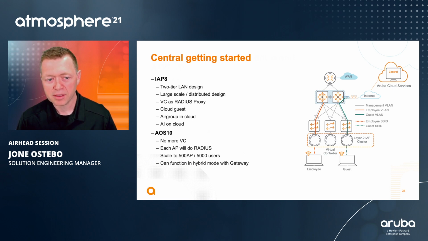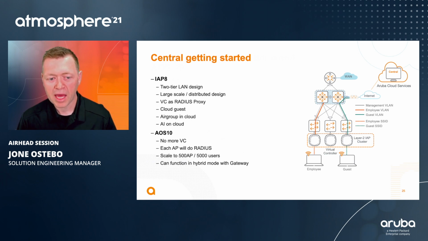Just like when we had a standalone IAP using the virtual controller as the management point, right now the change is that we're managing everything from the cloud, but still the network is exactly the same. It's a two-tier network. We can have up to 128 APs per cluster. We're using the virtual controller as the RADIUS proxy. All of that is the same, but we are managing this from the cloud.